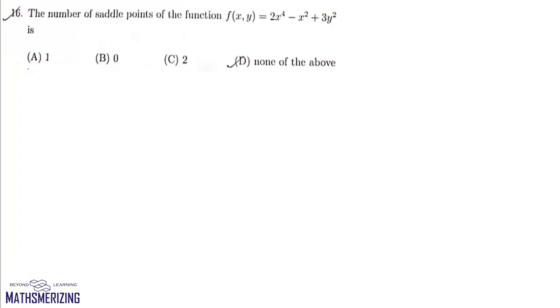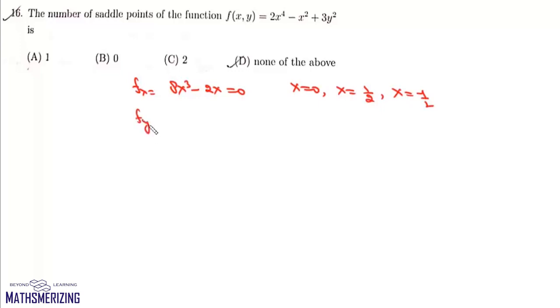Now question number 16 is, we need to find number of saddle points of this function. Now if we find fx, it will be 8x cube minus 2x, and if we put it equals to 0, we'll get x as 0, x as 1 by 2 and x as minus 1 by 2.